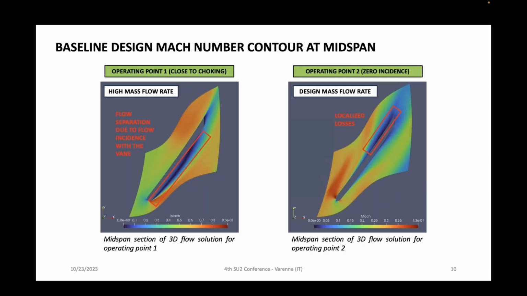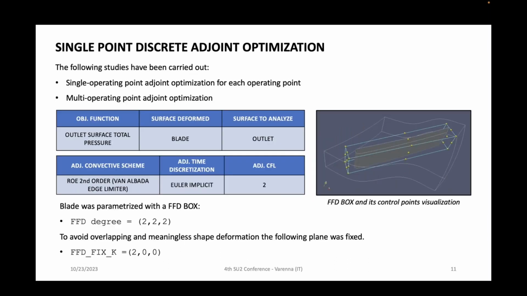This is the map contour of the first direct solution that we had. Of course, the incidence on the vane generates some separation in here. There are other localized losses in here. However, the incidence in here was indeed one of the major sources of the bad performance for these single operating points. Hence, we set up our adjoint optimization.